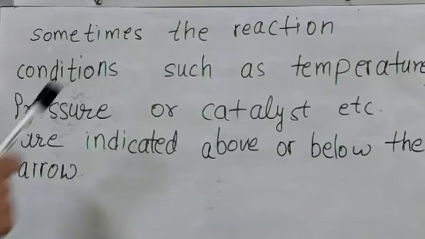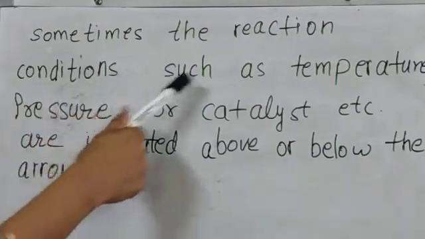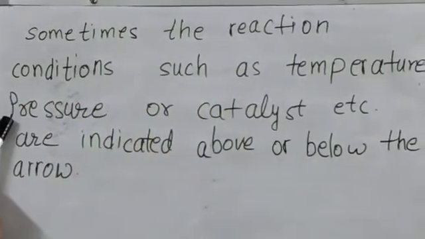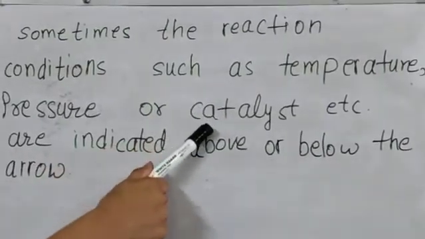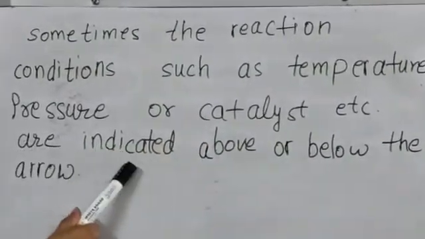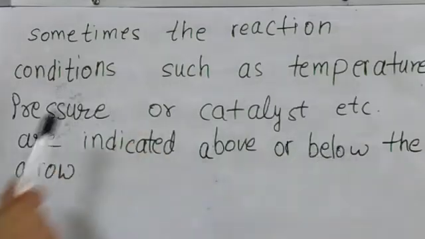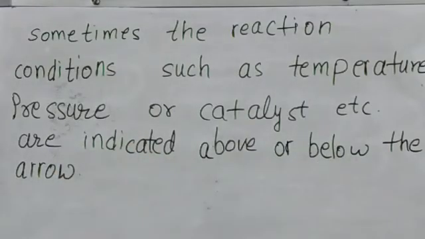Sometimes the reaction conditions such as temperature, pressure or catalyst are indicated above or below the arrow to make the chemical reaction more informative.